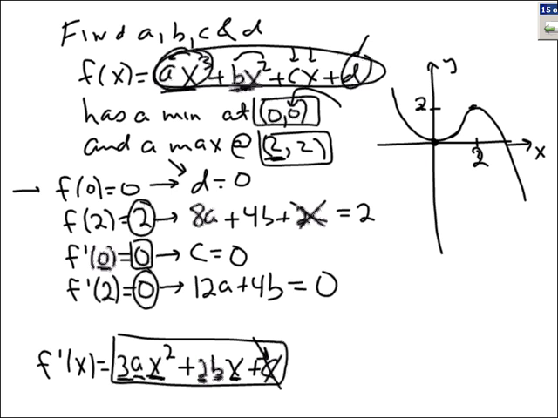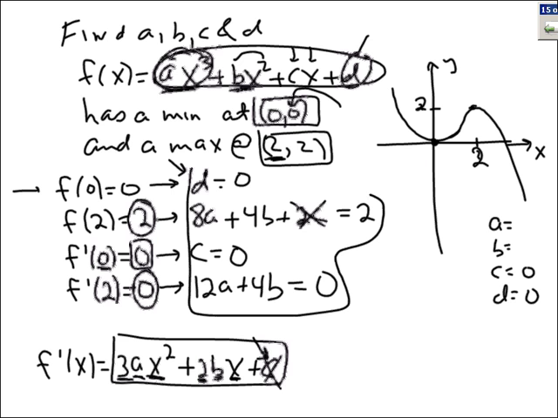Over here I'll do the bookkeeping: A, B, C, and D. Right now we know C is 0, and we know D is 0. So we have 4 equations and 4 unknowns. We dealt with the first and the third. Now the middle two, the second and the fourth, are going to solve A and B.